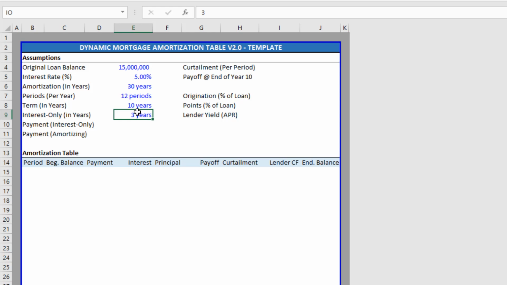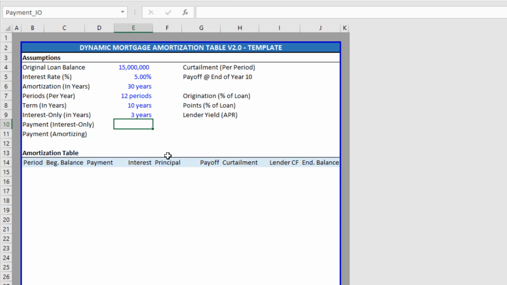And then in every period beyond that, it will begin to amortize for the preceding, I guess in this case, 30 years beyond that 3-year IO period. So technically it would take 33 years to pay this loan off.